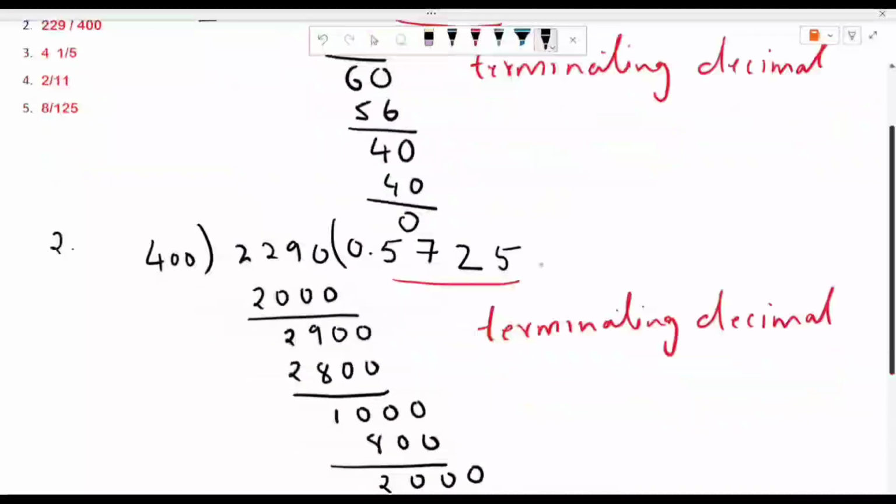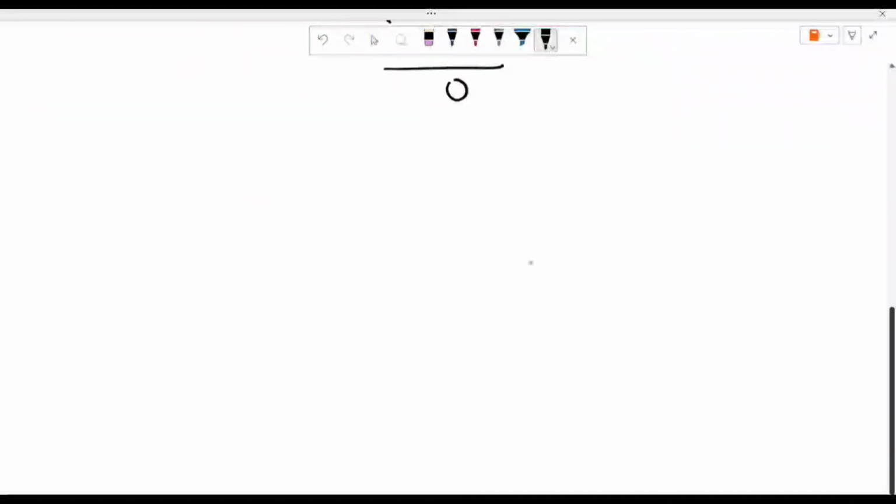It is not 41 by 5. I will show you how it is. The third question is like this: 4 1 by 5. It is a mixed fraction. So this can be written like this: 4 plus 1 by 5. What I will do, first I will find the 1 by 5. So how can you write this?